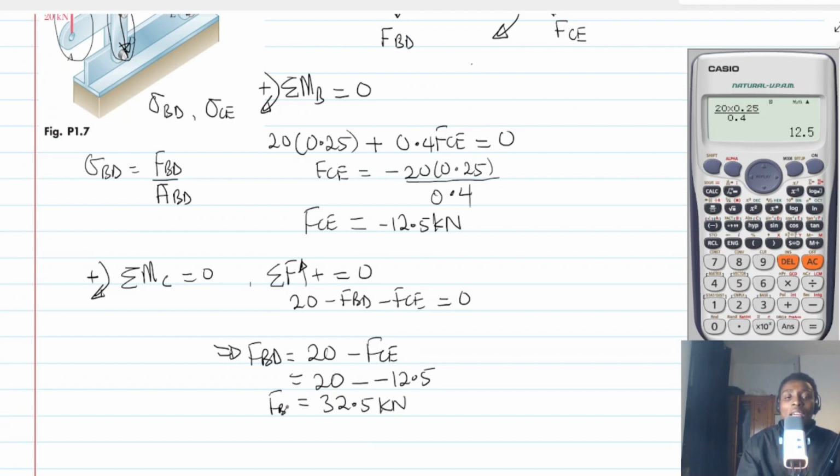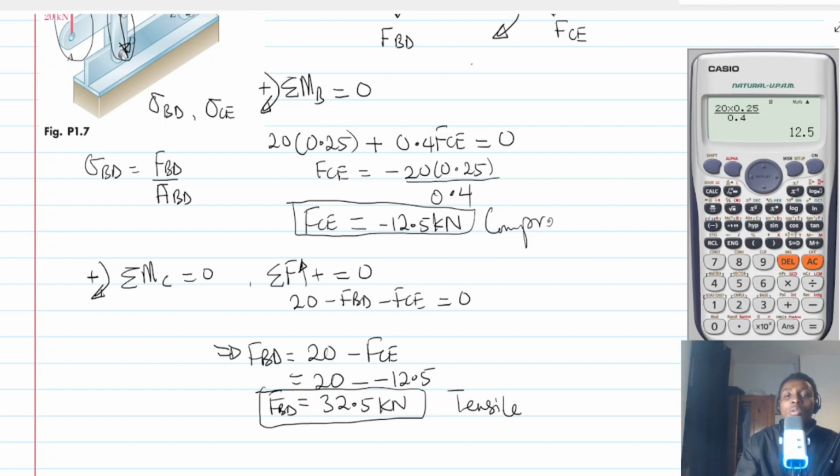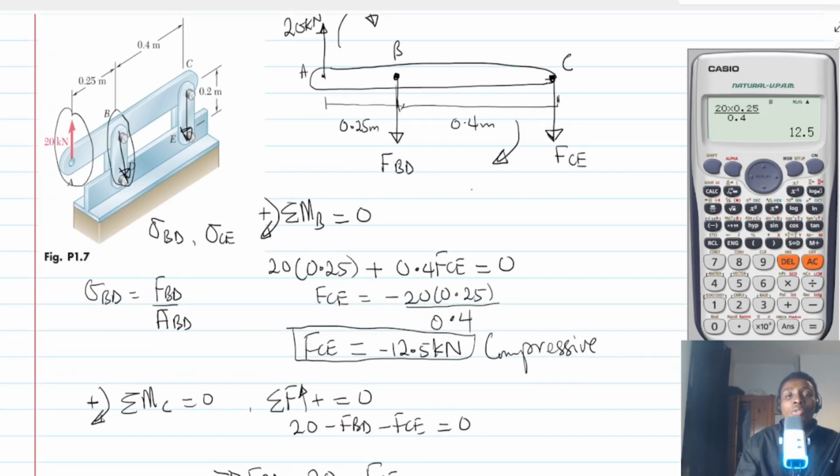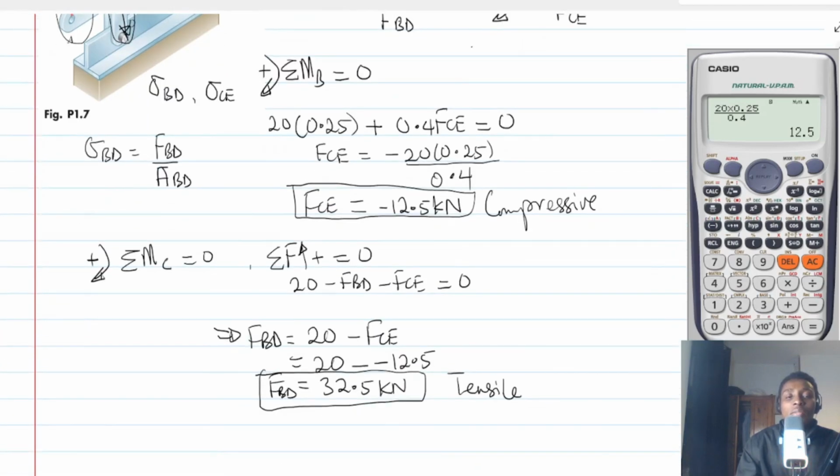So you realize that FBD is positive. Meanwhile, FCE is negative. What does this tell us? This one is tensile, and this one is compressive. Now, having gotten this, we can go ahead and find the stress, because now we know the forces in BD and CE.